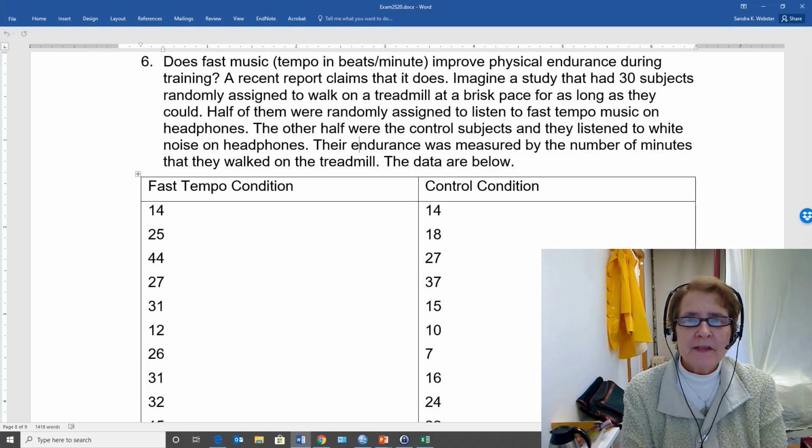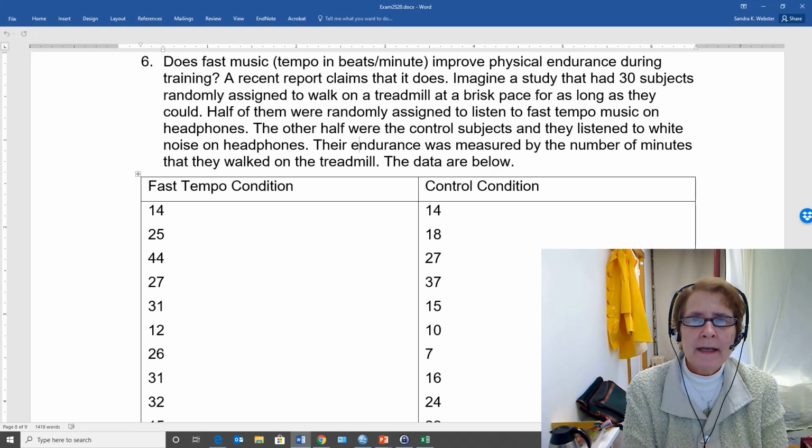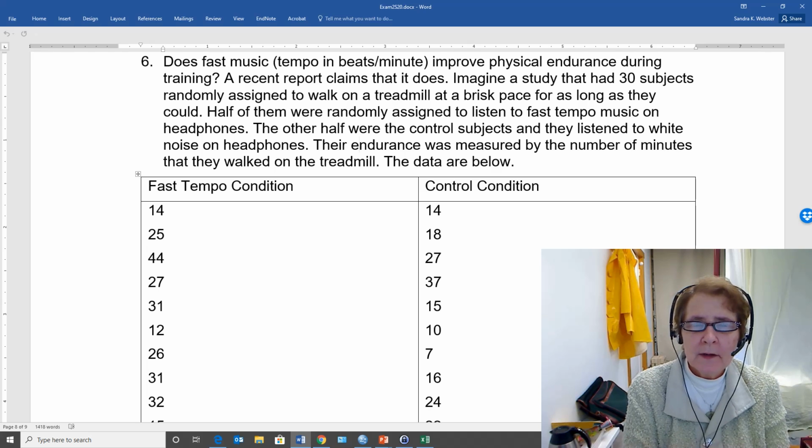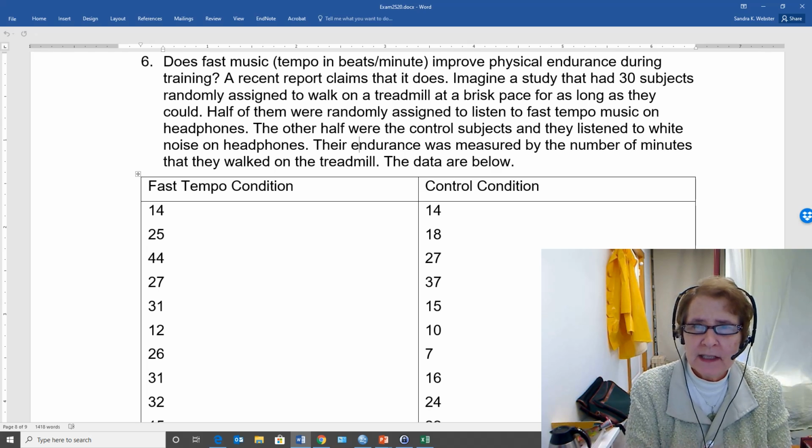Hi, this is an example of how to compute an independent samples t-test with Excel. We're looking at problem 6 from the last exam that I gave, and you have to read the problem to understand how to do the t-test.